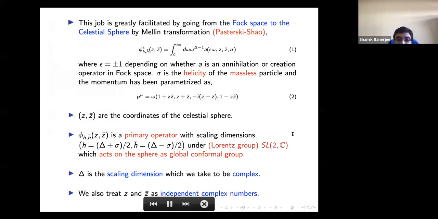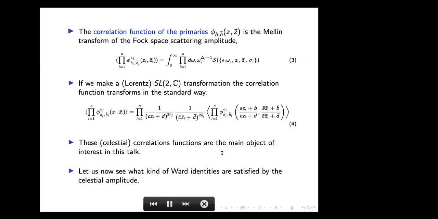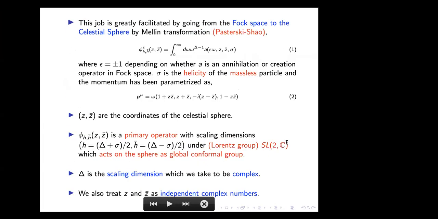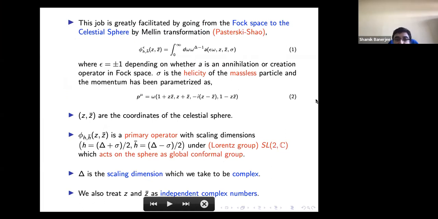So whatever you do, we treat this Z and Z bar as independent complex numbers, or you can treat them as independent real numbers if you want to work in the split signature, which is plus plus minus minus. That can also be done, but that is not very important. As long as Z and Z bar are independent, all these things go through.